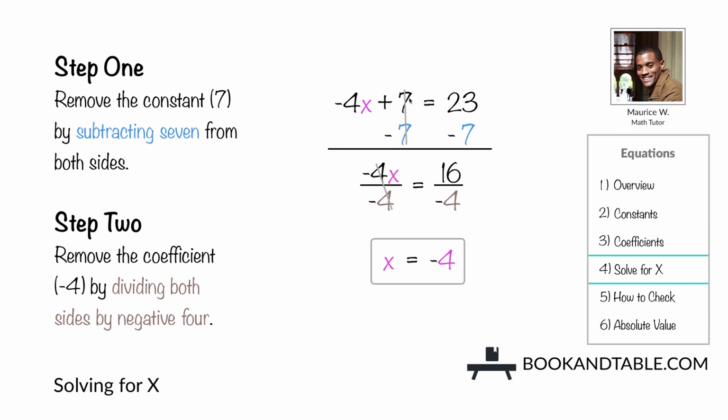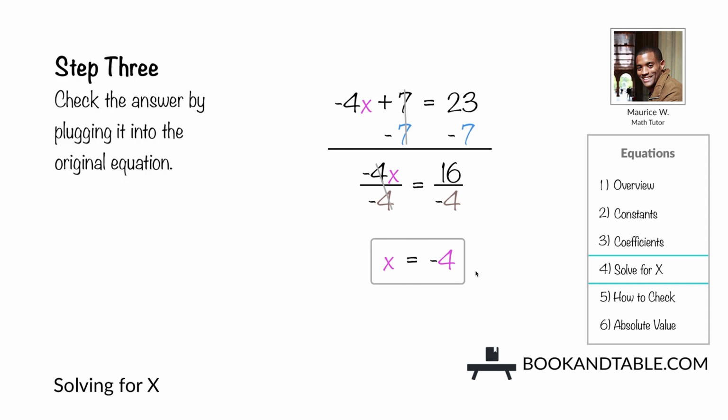Step 1, remove the constant, positive 7, by subtracting 7 from both sides. Positive 7 and negative 7 cancel each other out, leaving us with just negative 4x on the left side. 23 minus 7 would leave us with 16. And now step 2, remove the coefficient, negative 4, by dividing both sides by negative 4. Negative 4 divided by negative 4 leaves us with 1 times x, which is x. 16 divided by negative 4 would leave us with negative 4. So the answer would be x is equal to negative 4.